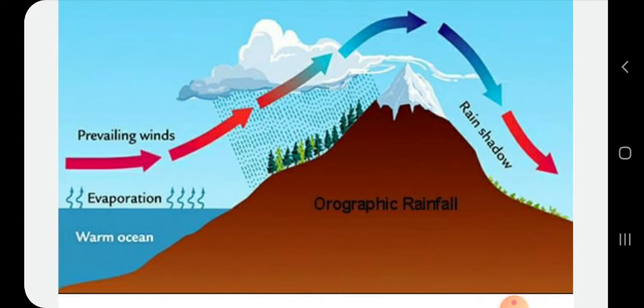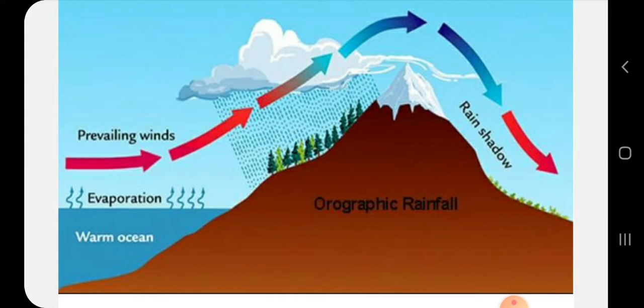For example, Mangalore, located on the western slope of the Western Ghats, receives mean annual rainfall of above 200 centimeters, whereas Bangalore, situated in the rain shadow area, receives only 50 centimeter mean annual rainfall. This is a very good example of orographic rainfall, okay, from India.